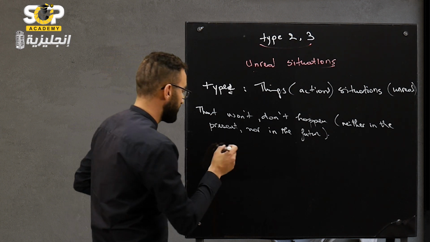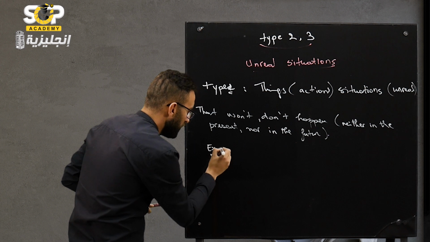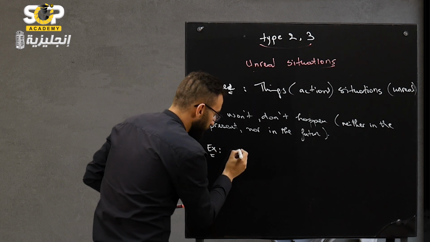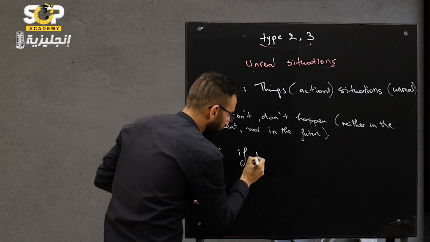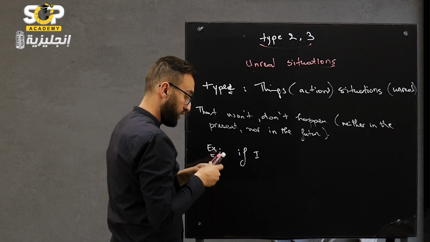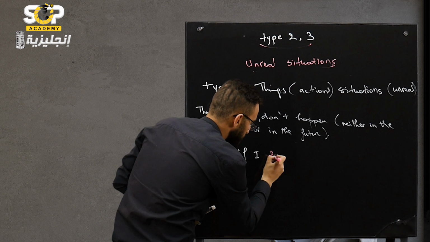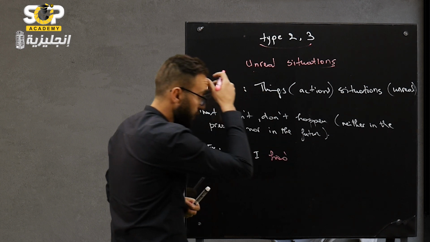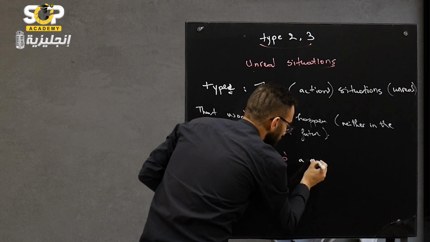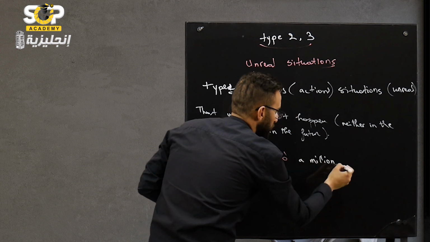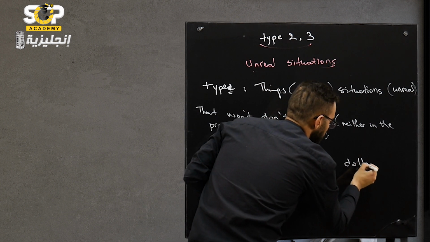Let's make an example, for instance: if I... Always concentrate on the tense. If I had $1 million, okay, if I had $1 million.